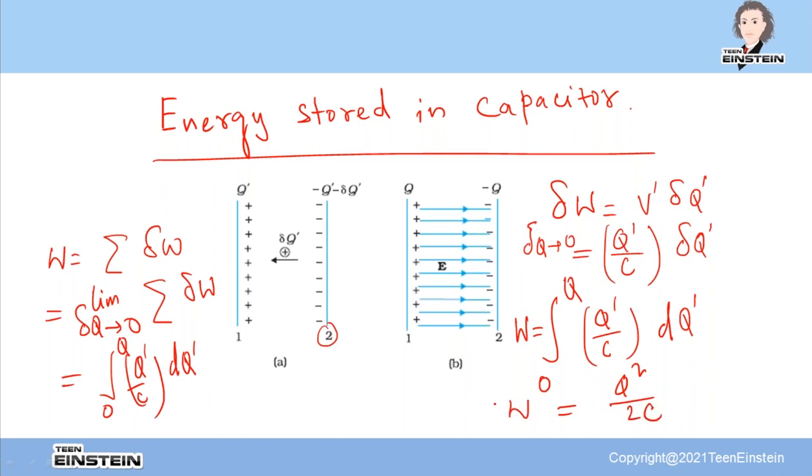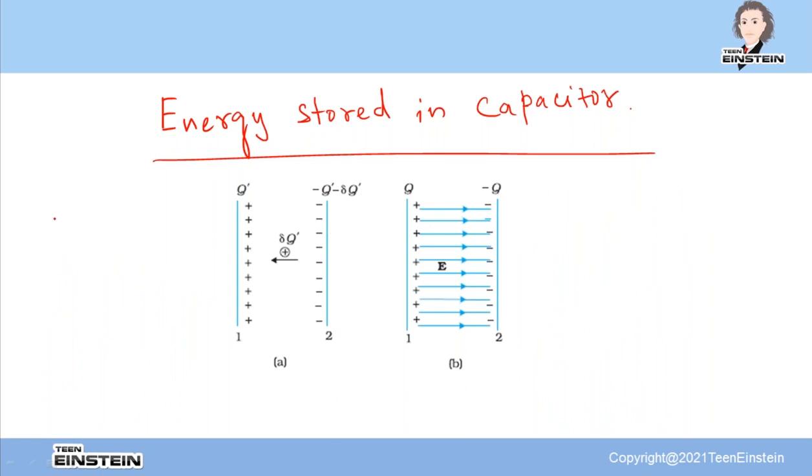I'll write the electrostatic potential energy as q square by 2c, and I have various relationships between q, c, and v, so I can express it in terms of v also. I know q is equal to c into v, so I'll put it here. The total electrostatic energy will be c square v square by 2c. One c gets cancelled, so it is half c v square.